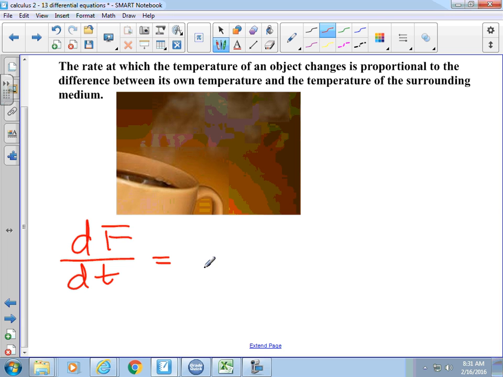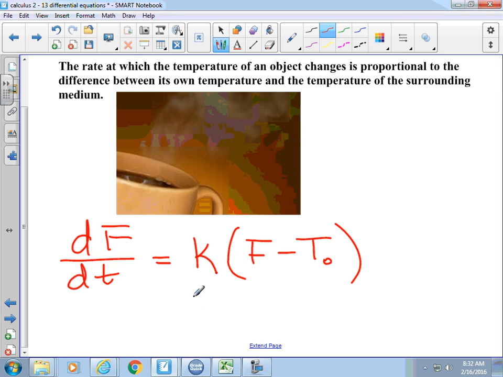Is proportional to the difference between its own temperature and the temperature of the surrounding medium. The temperature of the surrounding medium, is that a constant or a variable? Constant. Probably a constant, unless you've got a very, maybe in this room it's not a constant, but in most rooms you got 70 degrees or whatever it may be. So that is a constant. A lot of times people will call it T subscript 0. You could just call it T, but it is a constant.